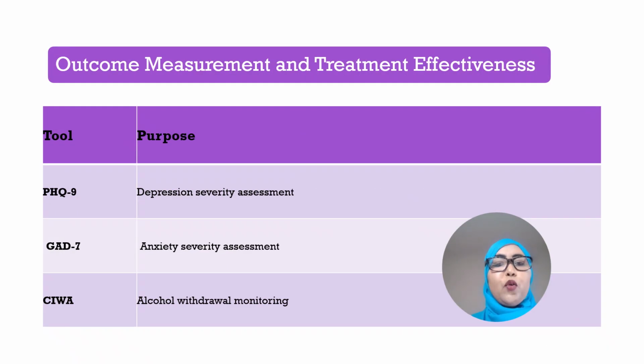For the treatment outcomes and effectiveness, depression severity assessment, we are going to use PHQ-9. Anxiety severity assessment, we are going to use GAD-7. Alcohol withdrawal monitoring and assessment, we are going to use CIWA, or we are going to use COWS.